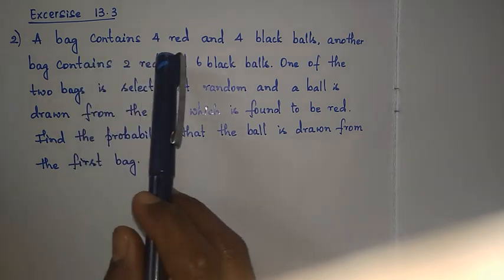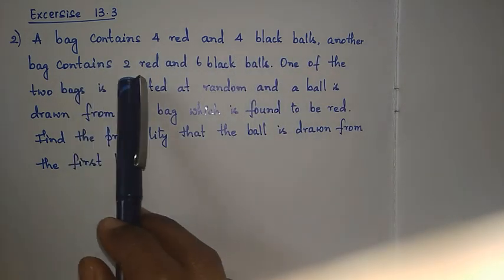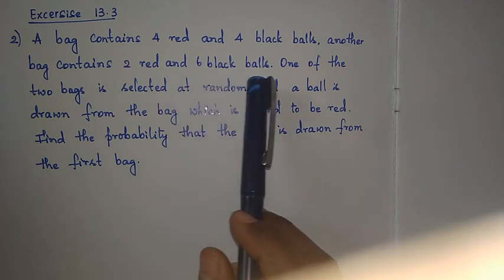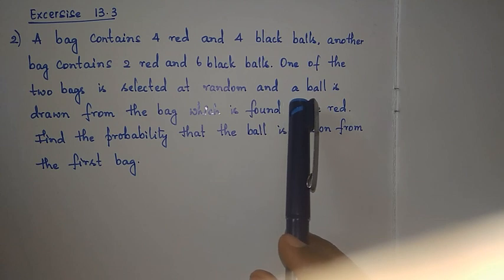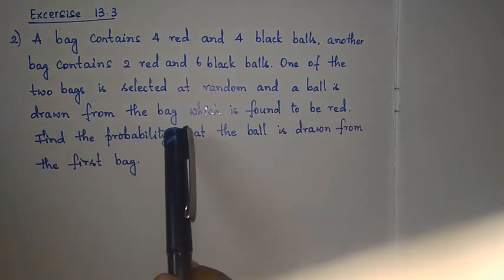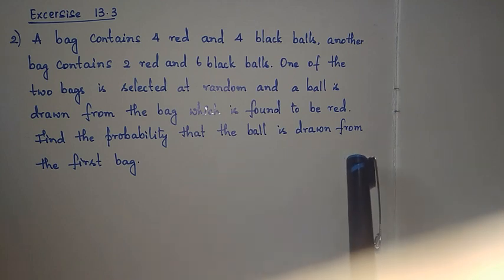A bag contains 4 red and 4 black balls. Another bag contains 2 red and 6 black balls. One of the two bags is selected at random and a ball is drawn from the bag, which is found to be red. Find the probability that the ball is drawn from the first bag.